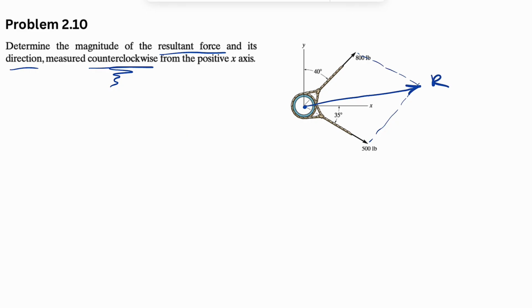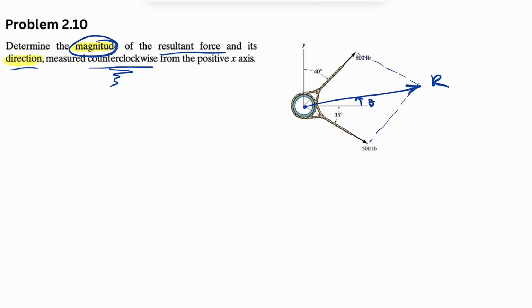What the question is asking us is the angle measured counterclockwise from x. So moving counterclockwise from the x-axis, this will be the angle that we are trying to figure out. And we also need to find the magnitude. So we are looking for two things: one, the magnitude, and two, the direction.